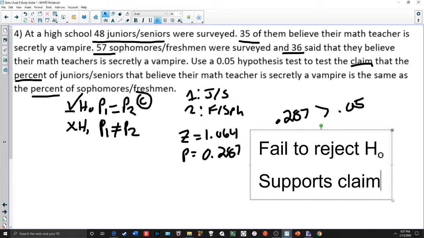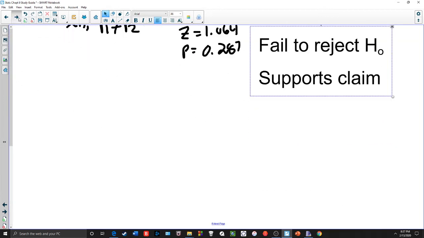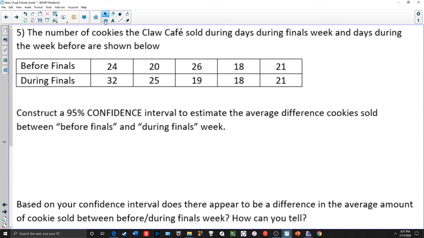So again, another case where the calculator does most of the heavy lifting. You just have to input the numbers correctly and interpret the answer they get you in a correct fashion. Let's look at the next one here. So this one's kind of the big one.